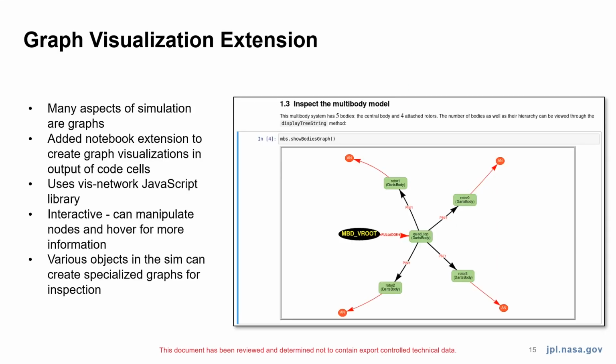Many aspects of a simulation are organized in a graph topology. For instance, the multibody system, reference frame tree, visualization scene graph, and component model data flow are all graphs. As a convenient way to inspect these topologies within a notebook, we have developed an extension with the capability of visualizing a graph topology in the output of a code cell. The visualization is interactive, allowing the user to drag nodes around and mouse over nodes and edges for more information. The extension is built upon the open source vis-network JavaScript library.